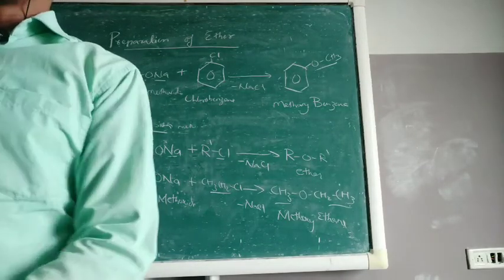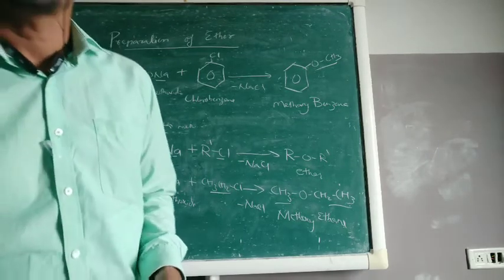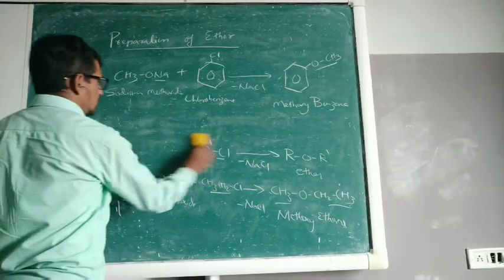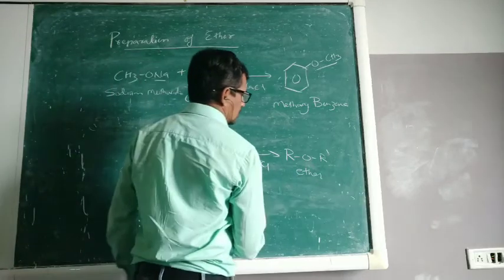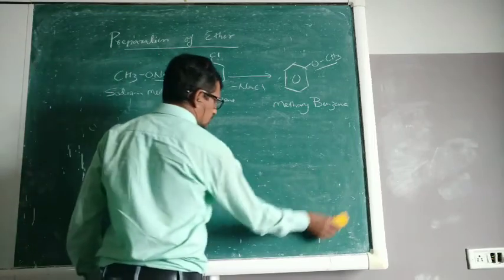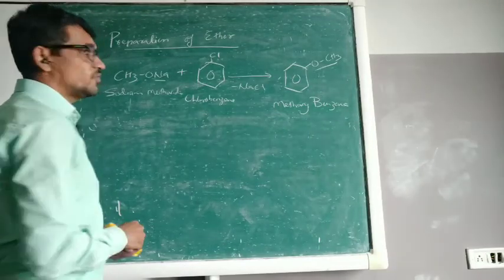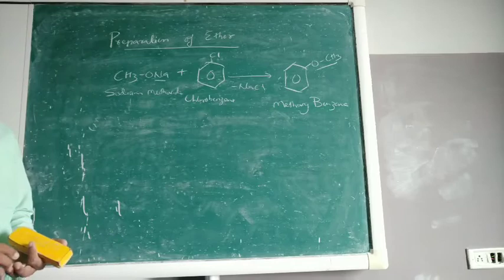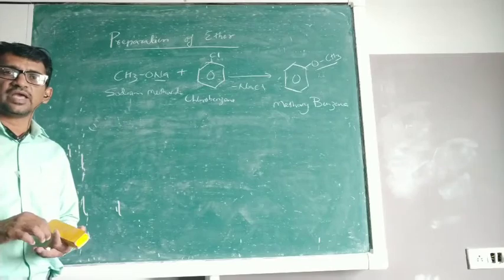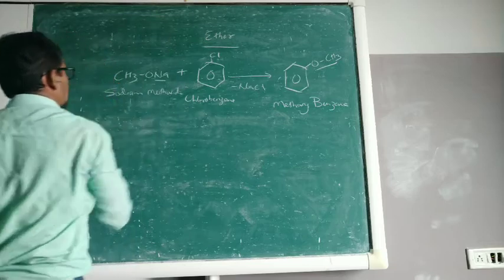Next we discuss the reaction of ether. Okay, two types of reaction we discuss: first one is electrophilic reaction and second one is nucleophilic reaction. Nucleophilic reaction means a negative ion will separate, and electrophilic reaction mostly takes place in benzene, meaning in aryl ether the reaction will take place. So give the title: reaction of ether.